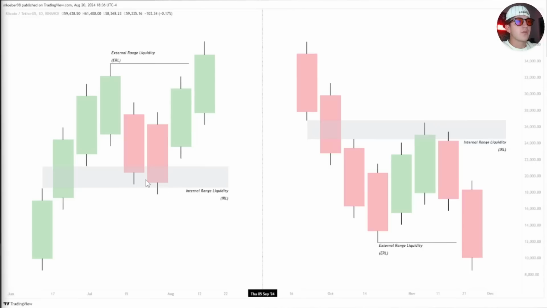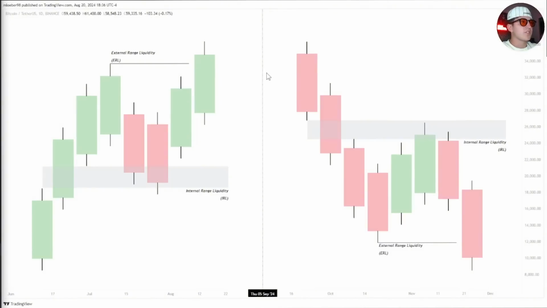Then after we retrace into the internal range liquidity pool, it has to seek another old high, this external range liquidity pool, because the price of the market moves from internal to external, then to internal, then to external. Impulse, retracement, impulse, retracement, impulse. That is a trending market in which we are in a bullish trend.